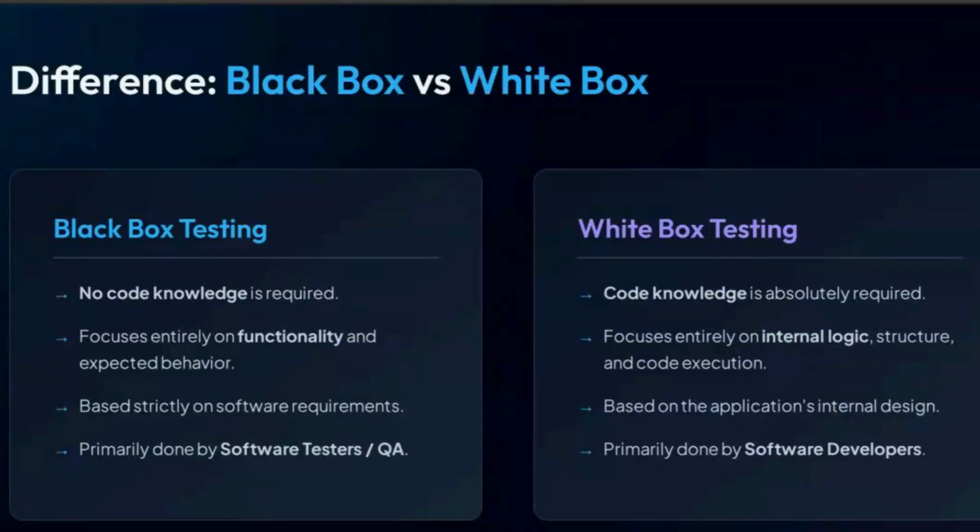Now let's quickly summarize. Black box testing tests the functionality, input and output. White box testing tests internal logic and code. Both are usually implemented at different stages of development. As a manual tester, you mainly focus on black box testing, and white box testing is mostly handled by the developer.